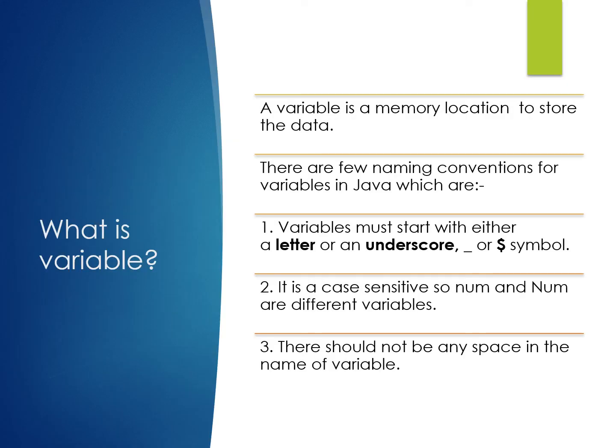Now I will tell you what is variable. A variable is a memory location to store the data, and the type of the data must be declared before the use of the variable. There are some naming conventions for variables in Java, which are: variable must start with either a letter or an underscore or dollar symbol. It is case sensitive, so num and capital NUM are different variables. There should not be any space in the name of the variable.